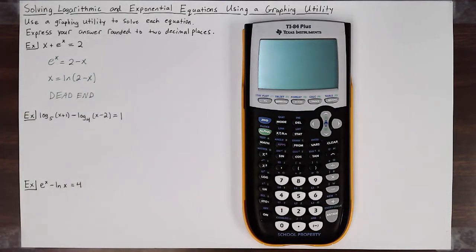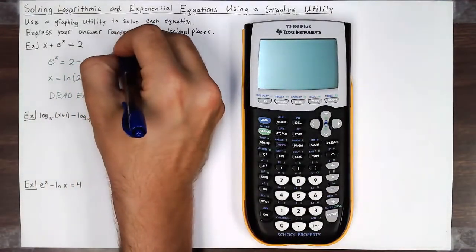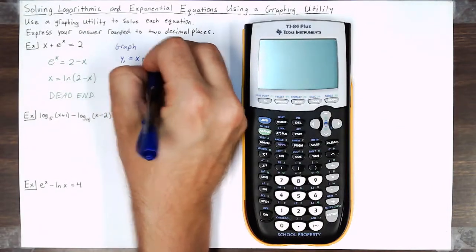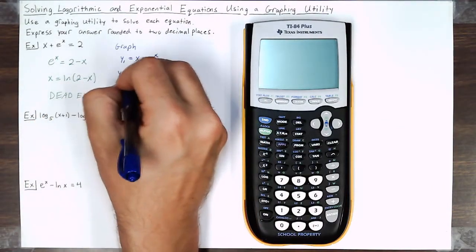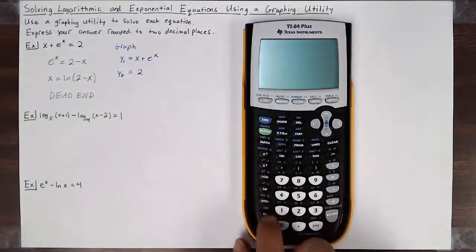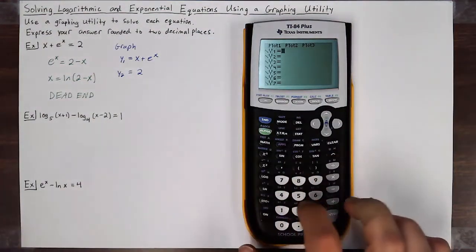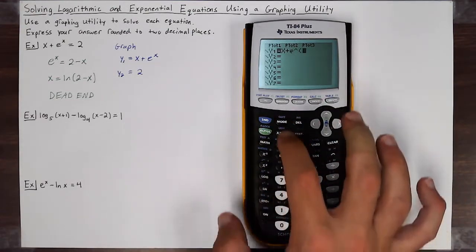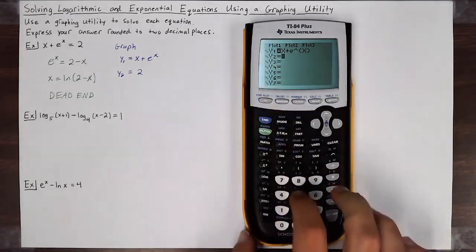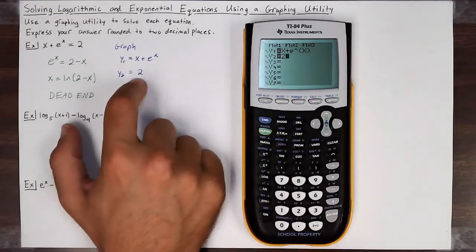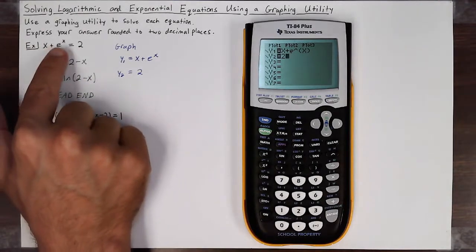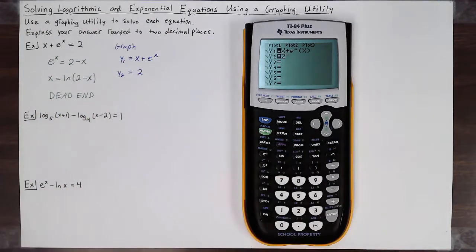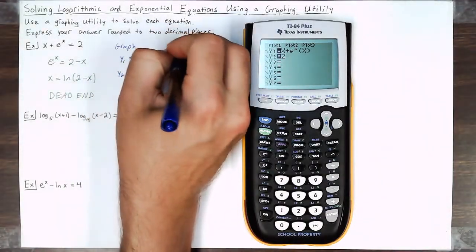So instead, I'm going to graph two functions. y1 will be x plus e to the x, and y2 will be 2. So if I go to my calculator and I go to y equals, I'll plug in both of those functions. X plus e to the x, and my other function will be 2. And where these two graphs intersect will be the solution, because if that function is equal to that function, that's only where the two graphs would intersect. So then I'm going to find its intersection.